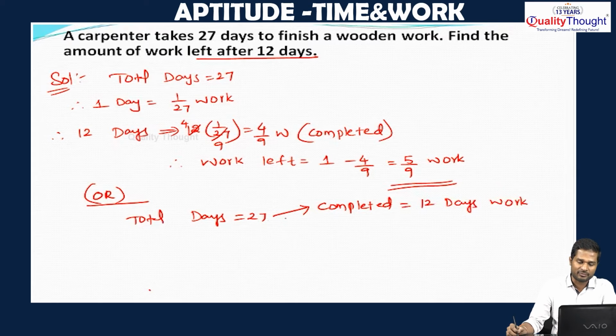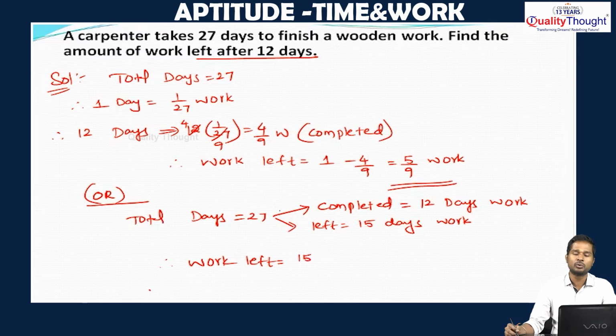Now what is the work left? So the leftover work is 15 days work. From the total 27 days work, he has completed 12 days work, so still 15 days work is pending. So the amount of work left is 15 days work, and every day he will do a work of 1 by 27.